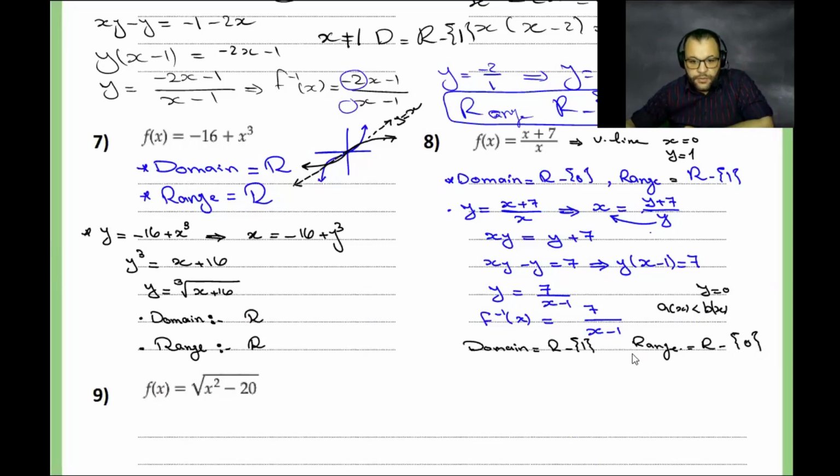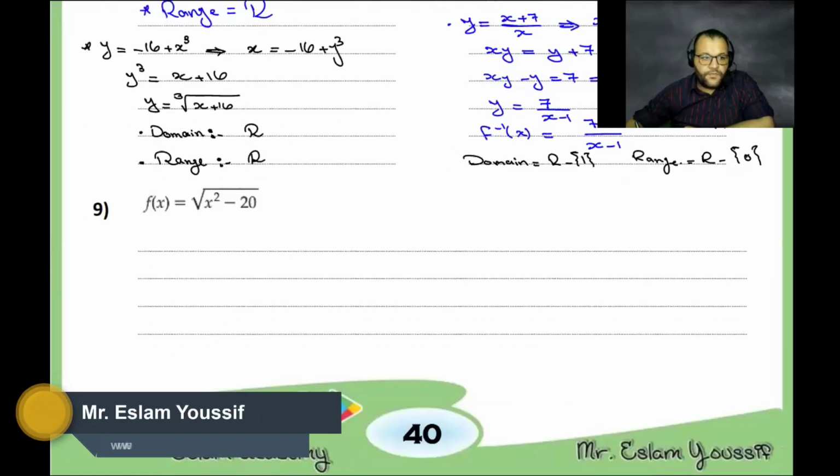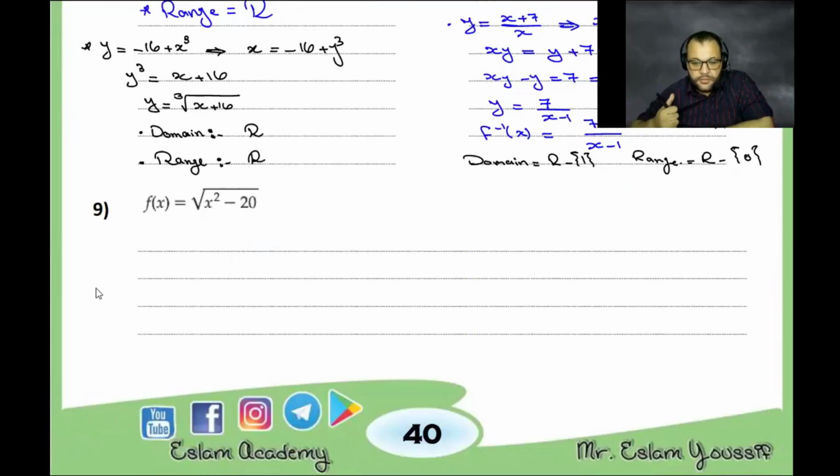Any problem for this one? At this point, is it clear? Okay. So we need to solve question number 9. How are we going to solve number 9? The first step is that we need to find the domain. What is the domain for this one? Domain is R except square root of 20.